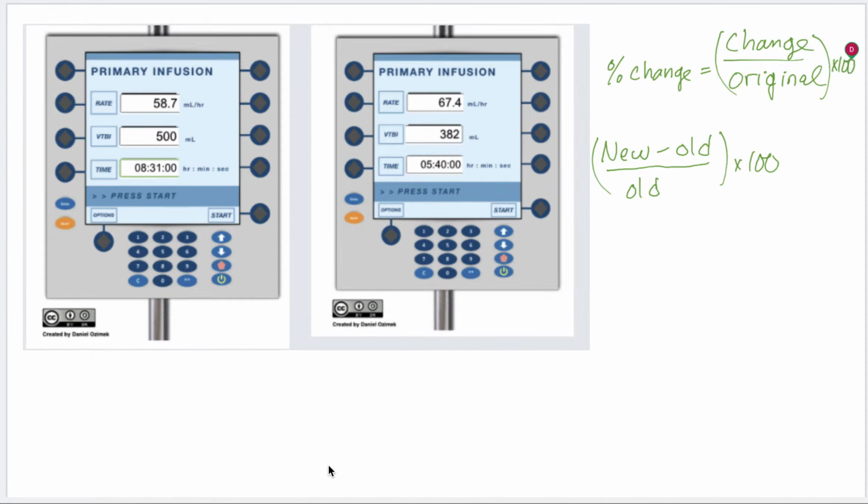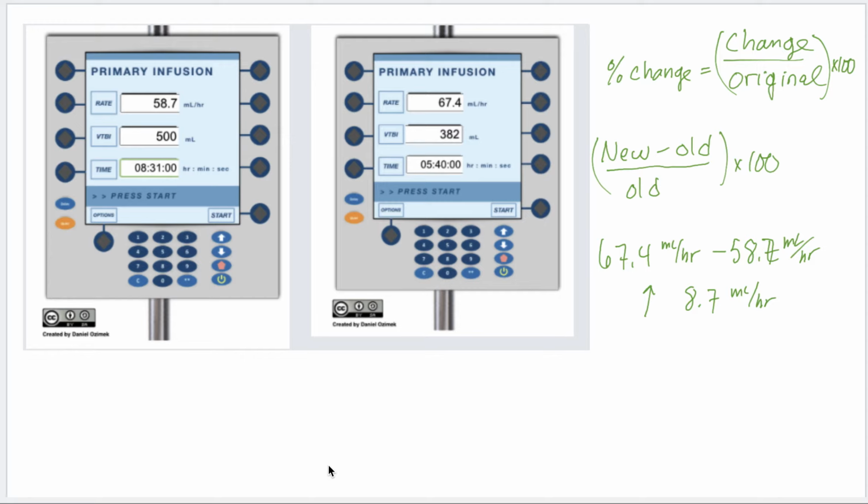Forgot that up there. So let's go ahead and calculate this. My new rate is 67.4 mLs per hour. My old rate is 58.7 mLs per hour. So I'm just going to go ahead and figure out what that value is. And I see here that it's going to be positive, and that tells me that my rate increased. So 67.4 minus 58.7, I get 8.7, and this is mLs per hour. So I have an increase of 8.7 mLs per hour.